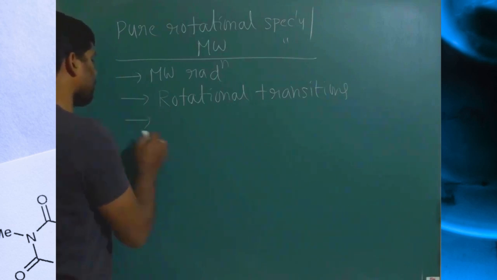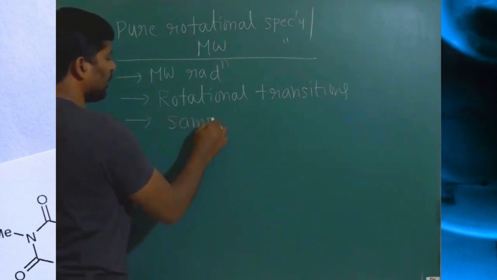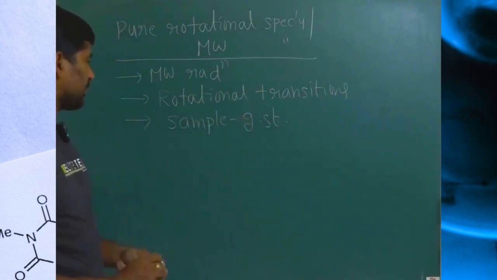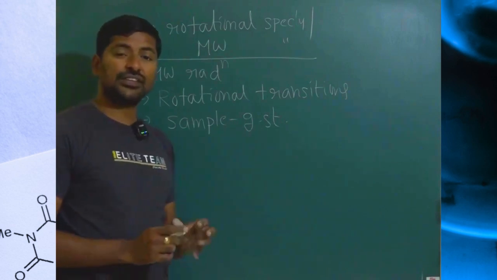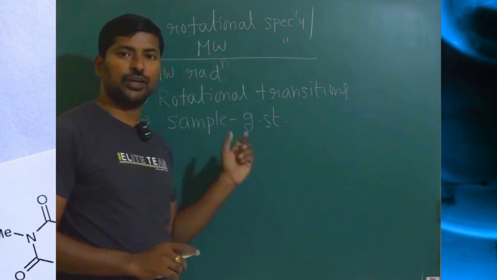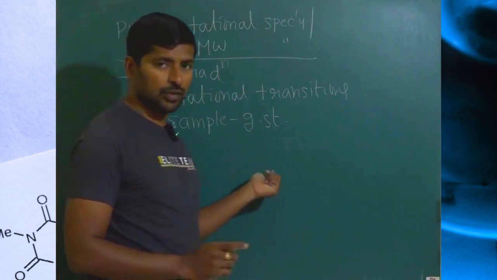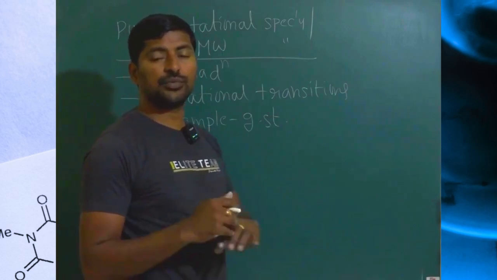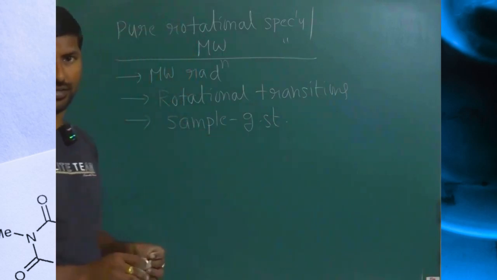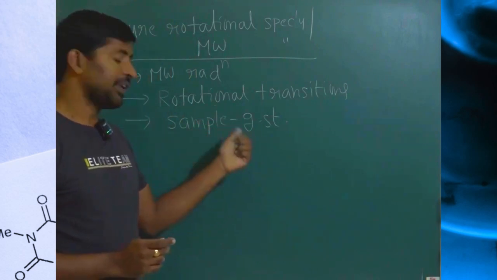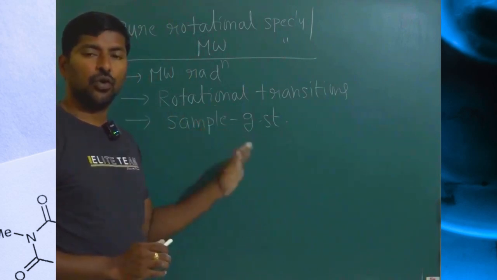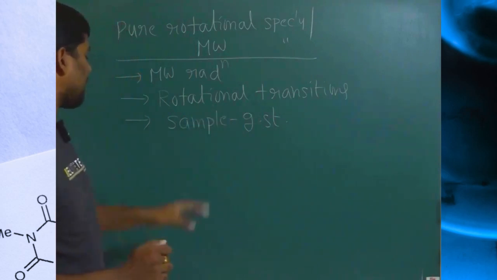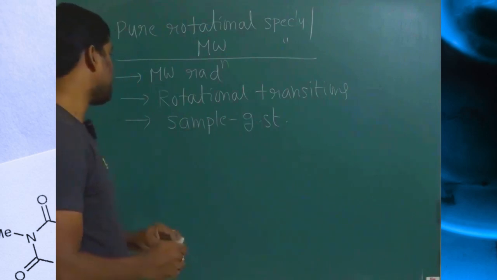To record microwave spectra, the sample should be in the gaseous state. In the gaseous state, the interactions between the molecules are very low. In the liquid state, the interactions are high and the molecules cannot undergo free rotation. But in the gaseous state, the interactions are low, so the molecules can undergo free rotation. That's why we generally take the sample in the gaseous state.